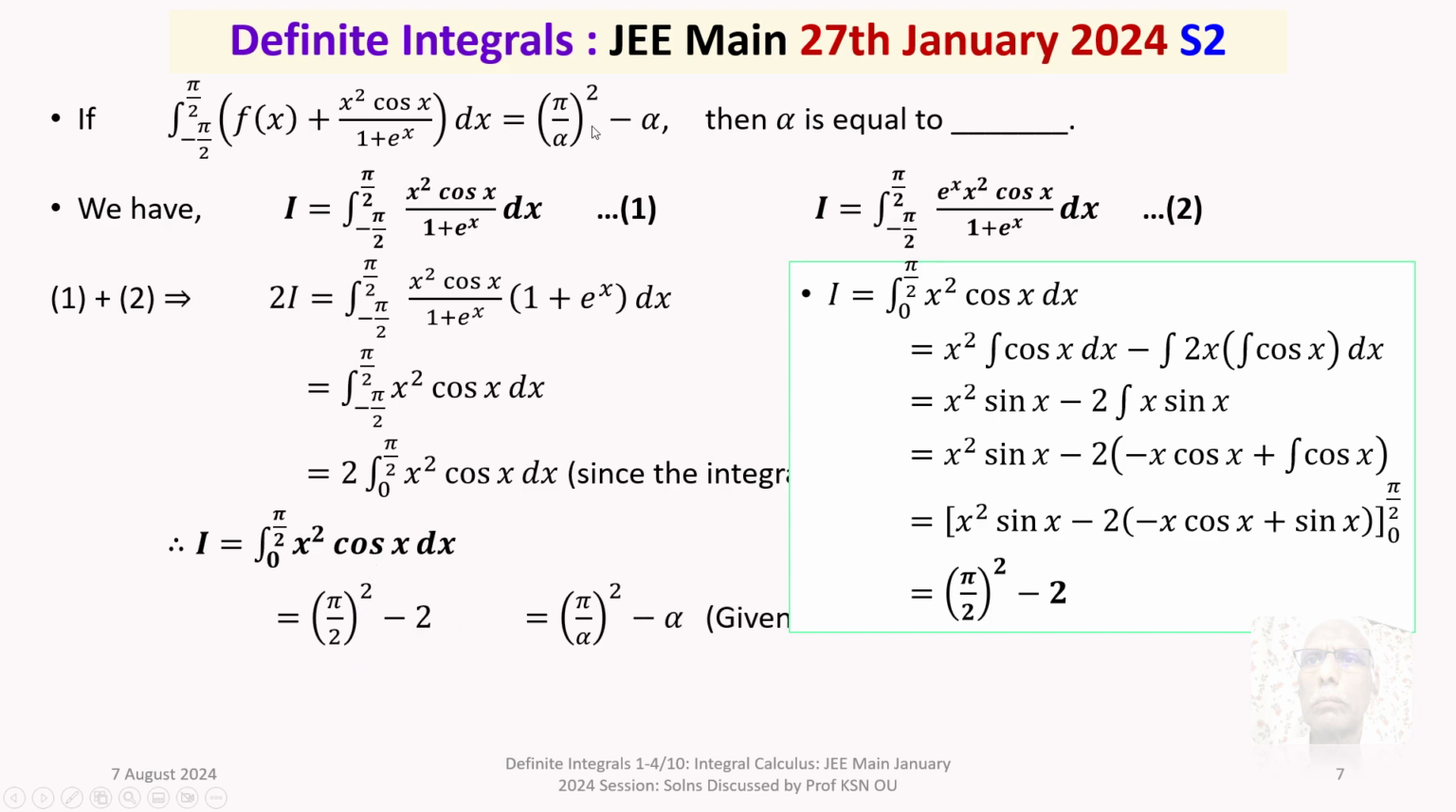It is given to be pi by alpha whole square minus alpha, right? For some alpha he said. So now comparing the terms, you will get alpha is equal to 2. Now that is the answer. The answer to this question is 2. That is the detailed discussion of this question, and it is a little lengthy, and working it out in an examination will take a little time. Otherwise it is an easy question.